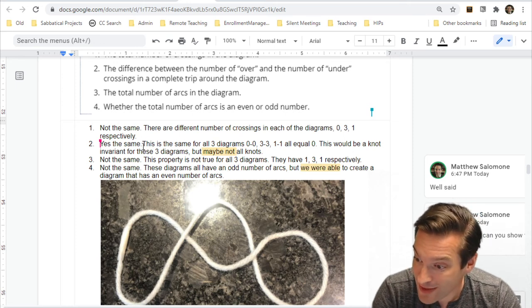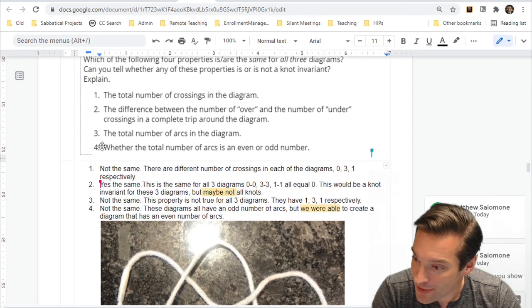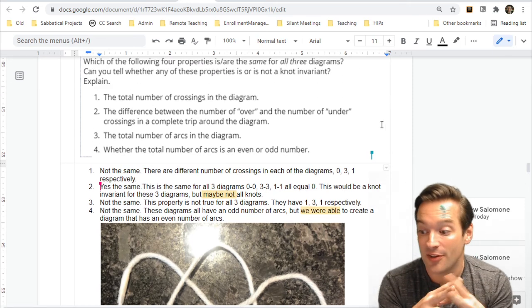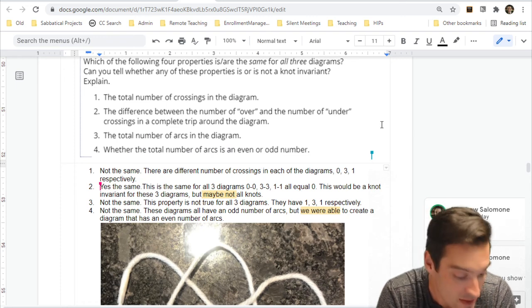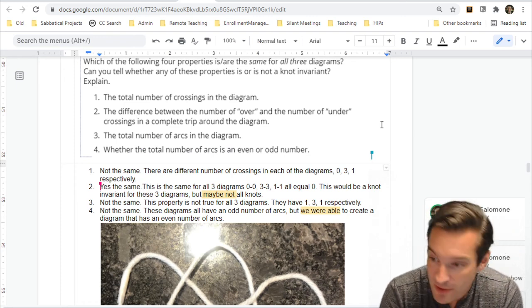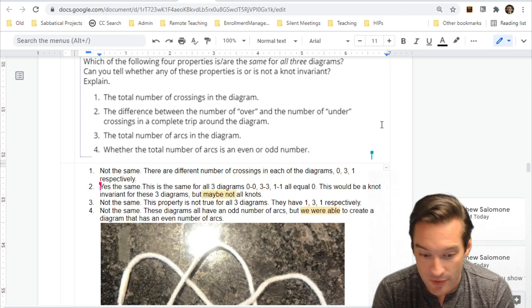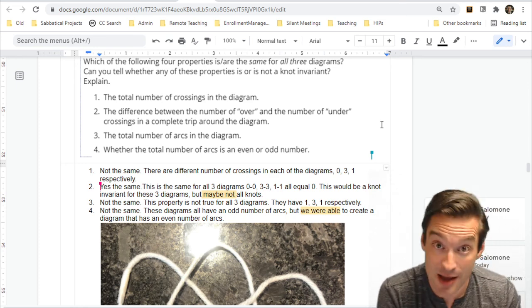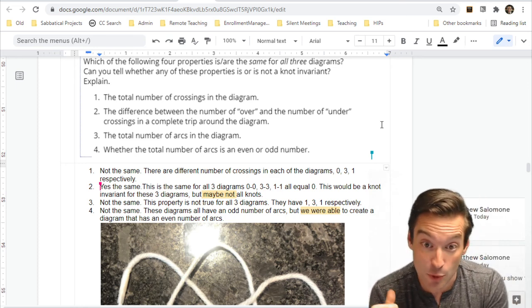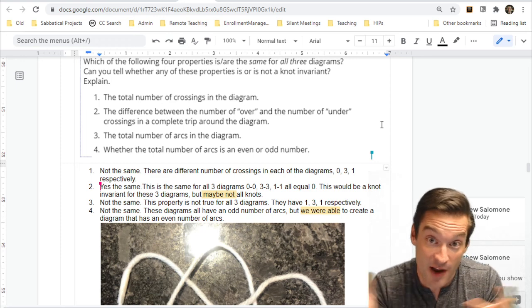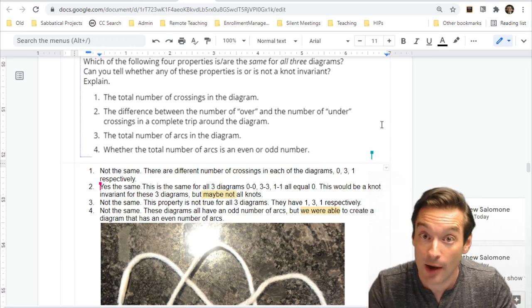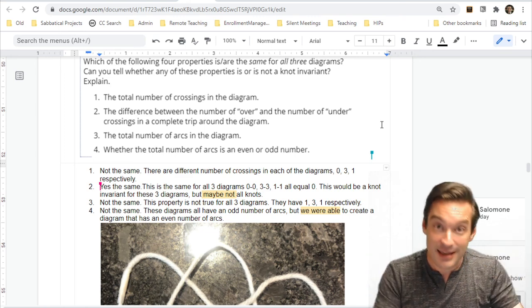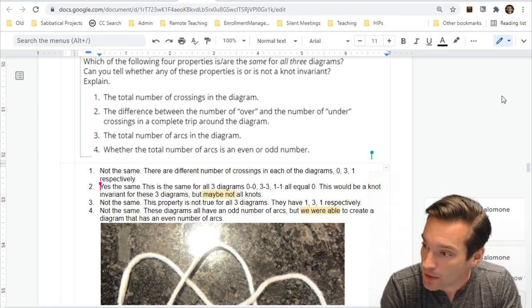So the only candidate that we have left is this difference between the number of overcrossings and the number of undercrossings that we would get in a complete trip around the diagram. So let's see if we can figure out a method for us to tell for sure when something is a knot invariant. It's pretty simple now to rule out something as being a knot invariant. Just find me 2 different diagrams of the unknot where my property disagrees, and then we can throw the whole thing out, right? But telling that something is an invariant is going to require a little bit more of us.